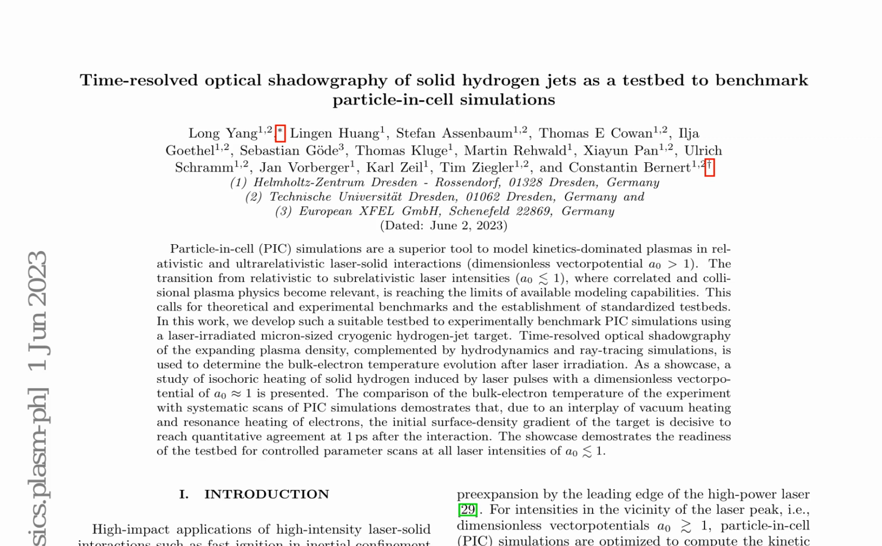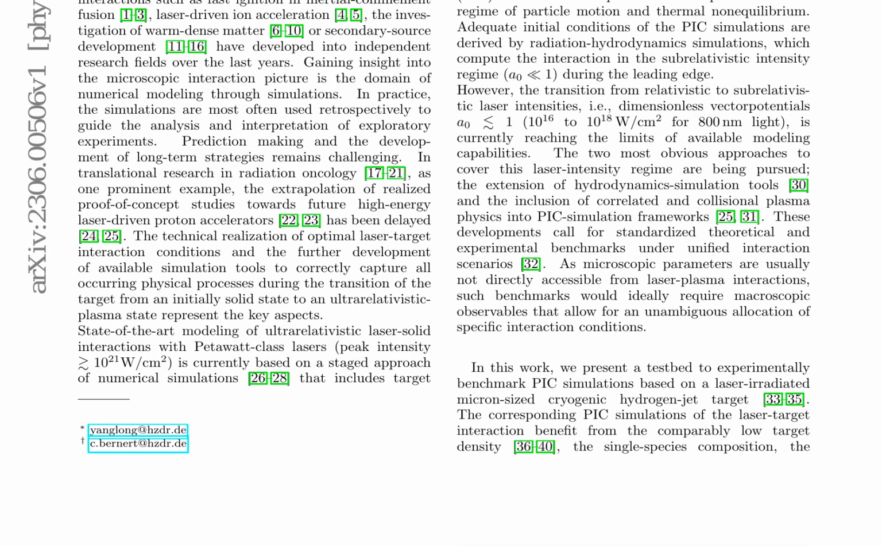The testbed uses a laser-irradiated micron-sized cryogenic hydrogen jet target, and time-resolved optical shadowgraphy of the expanding plasma density is used to determine the bulk-electron temperature evolution after laser irradiation. Hydrodynamics and ray tracing simulations are used to complement the experimental data and determine the bulk-electron temperature. A study of isochoric heating of solid hydrogen induced by laser pulses with a dimensionless vector potential of A0 approximately equals 1 is presented as a showcase.